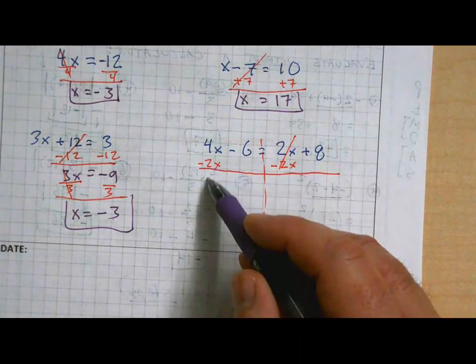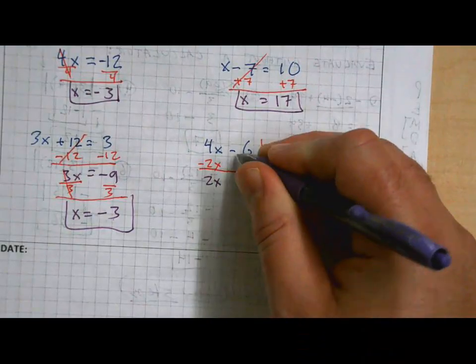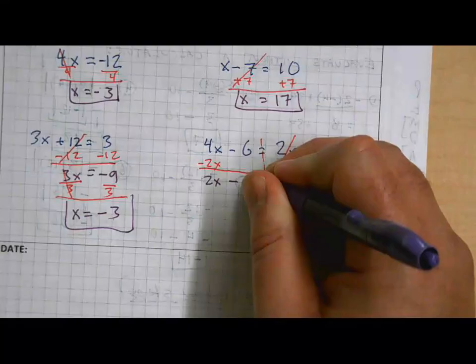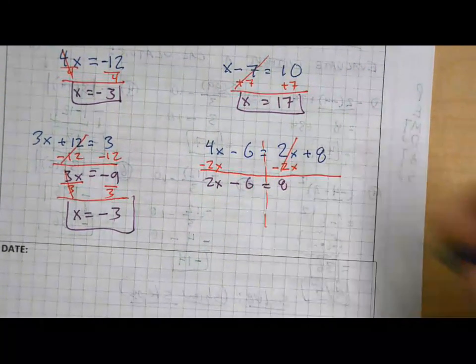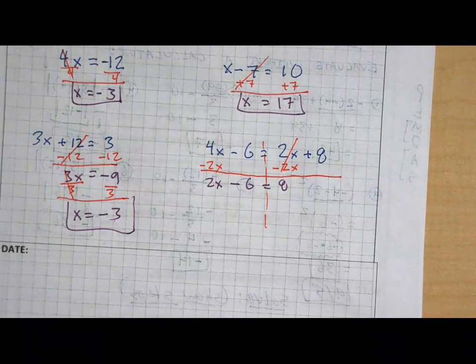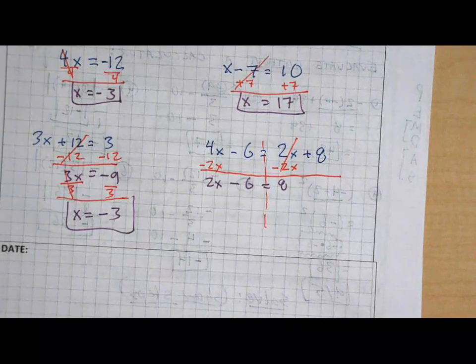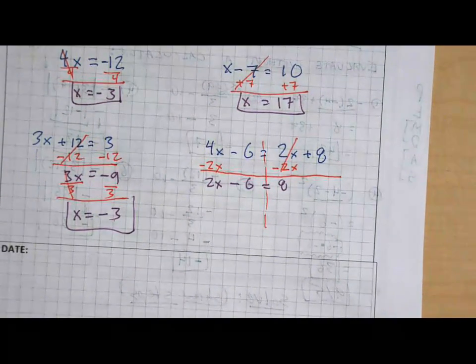Now this is 4x minus 2x, which is 2x. We still have our minus 6 here, equal sign. That went away. All that's left over there is an 8. So now we've got an equation that only has a variable on one side. Now we can go ahead and start getting that variable by itself.